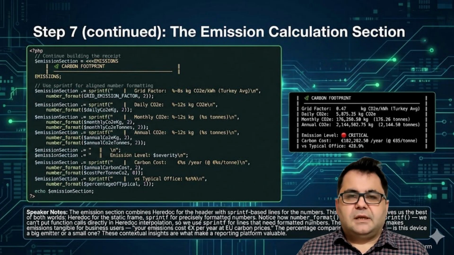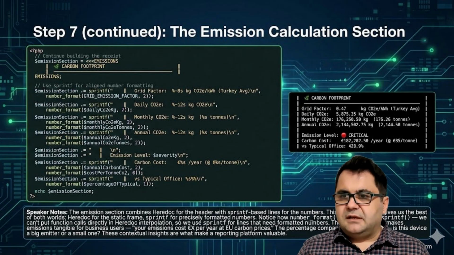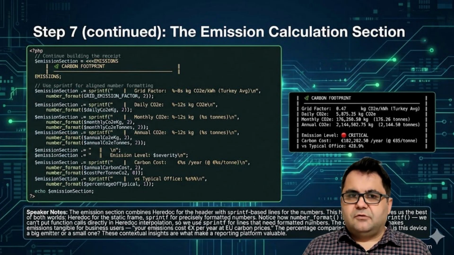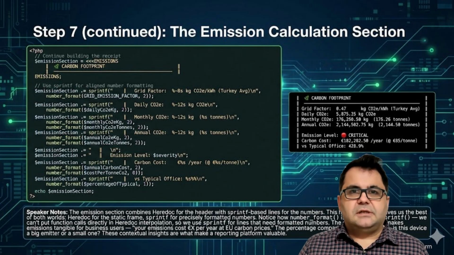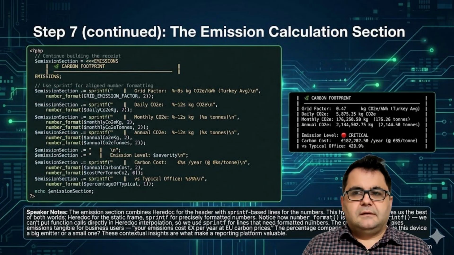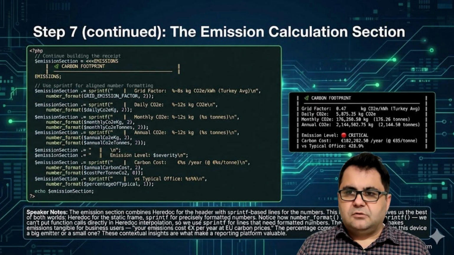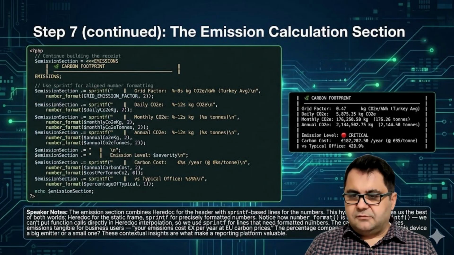Notice how number_format is called inside sprintf. We can't put function calls directly in Heredoc interpolation, so we use sprintf for lines that need formatted numbers. The carbon cost line makes emissions tangible for business users. Your emissions cost X euros per year at EU carbon prices. The percentage comparison gives context. Is this device a big emitter or a small one? These contextual insights are what make a reporting platform valuable.